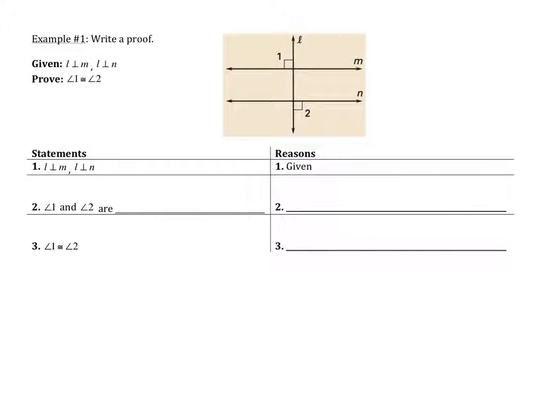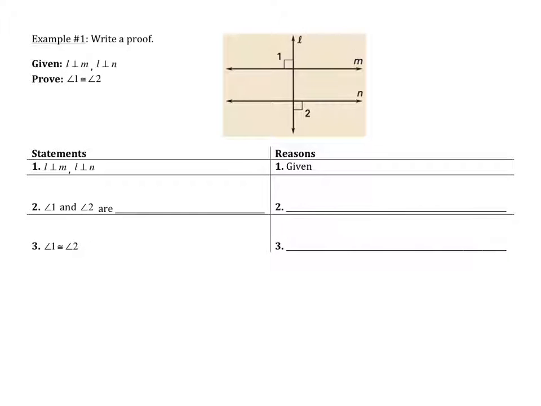And example number 1 does just that. First, it states that we just need to write a proof. Given line L is perpendicular to line M, and line L is also perpendicular to line N. We are supposed to prove that angle 1 is congruent to angle 2. If you look at your diagram, they've marked on there for you, knowing that line L is perpendicular to line M from our given, they've marked angle 1 as a right angle. That's how you mark that something's perpendicular on a diagram. And line L is also perpendicular to line N, and they've marked angle 2 as a right angle. Again, that's how you mark that two lines are perpendicular on a diagram.